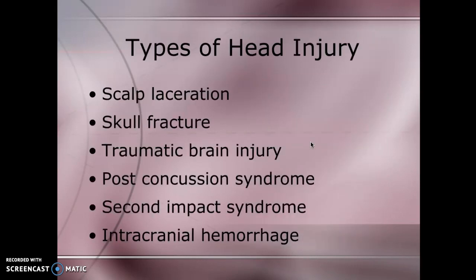All right, let's move on then from mechanisms and talk about types of head injuries. We've been over a lot of these already, but I don't think we went over enough of the signs and the symptoms, because you have to be very good at recognizing these. Now, scalp lacerations and skull fractures are pretty easy, but we need to talk a little more in detail about traumatic brain injury, post-concussion syndrome, second impact syndrome, and intracranial hemorrhage, so you can recognize the signs and the symptoms.